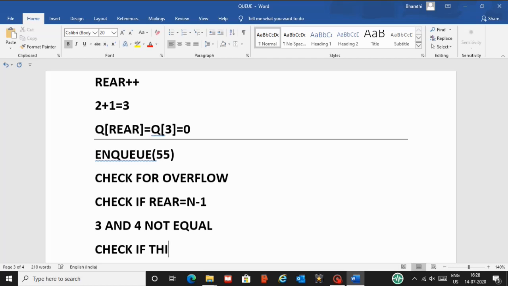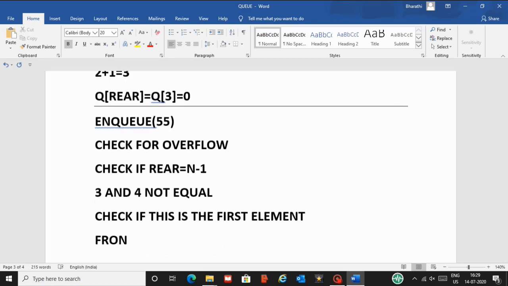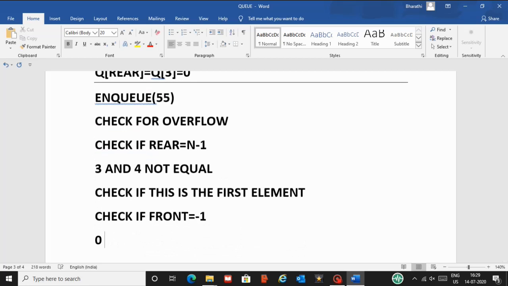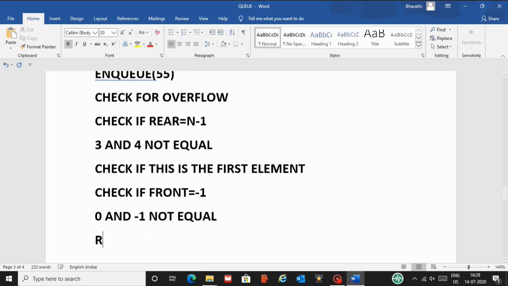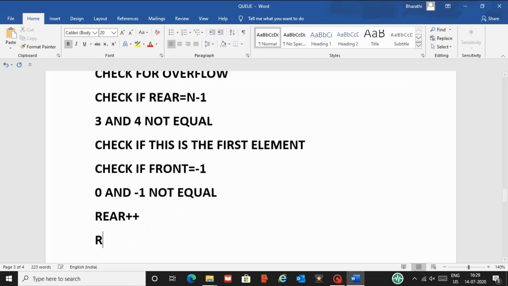If this is the first element, how will you check? Check if front is equal to minus 1. So what was the value of front? 0 and minus 1, not equal. So rear plus plus. Rear is equal to 3 plus 1, which is equal to 4.